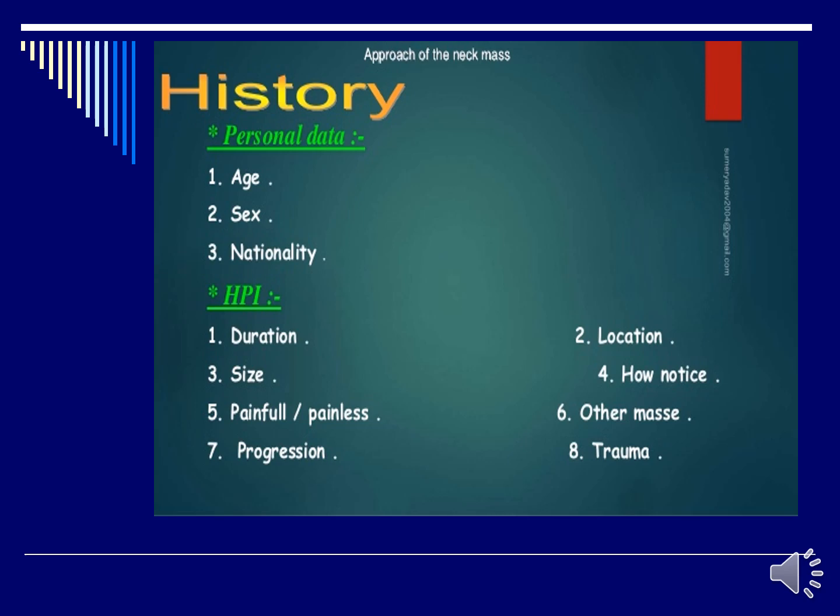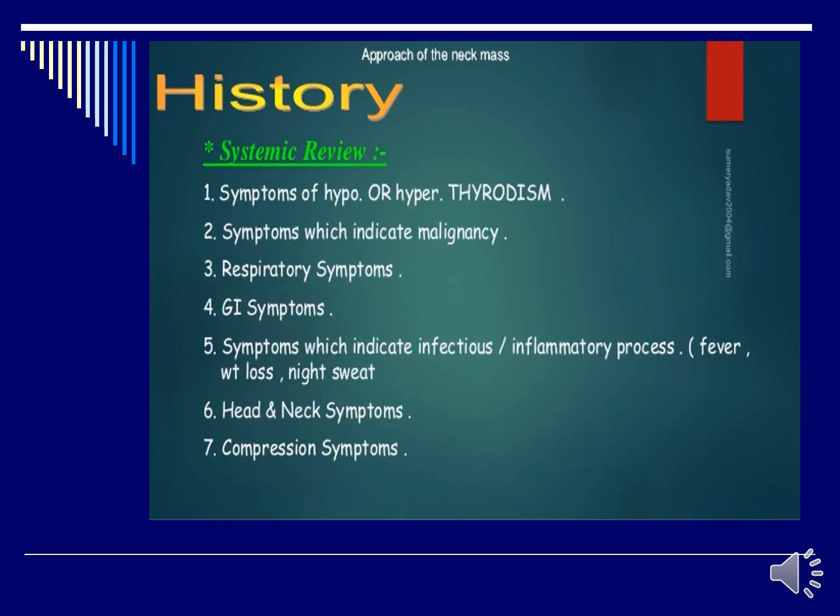Progression of the mass, whether it regresses or progresses in size. After treatment, if the patient says that after receiving a medicine the mass regressed, that goes with inflammation rather than tumor. Trauma also: sometimes swelling is due to trauma, such as a hematoma.